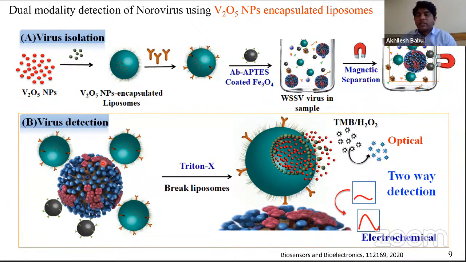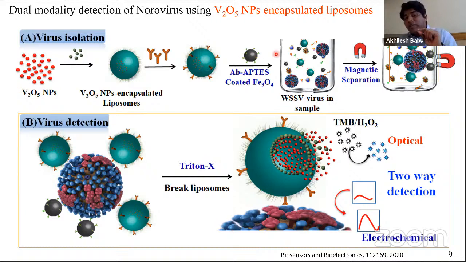What we have done is, initially we synthesized V2O5 nanoparticles, which are known redox nanomaterials. These V2O5 nanoparticles were encapsulated inside the liposomes. So each liposome contained several hundreds of V2O5 nanoparticles. Now, after successful encapsulation, these liposomes were conjugated with antibodies of interest. In this case, we conjugated norovirus antibodies.